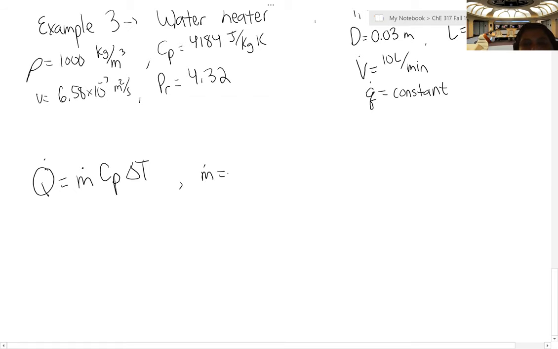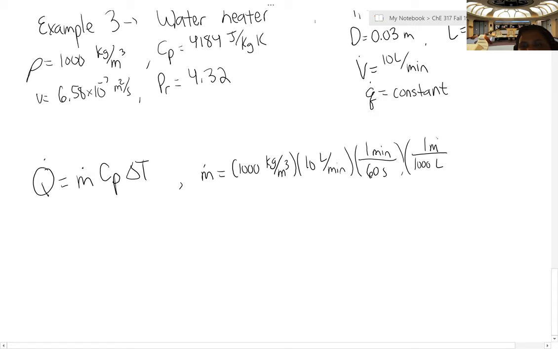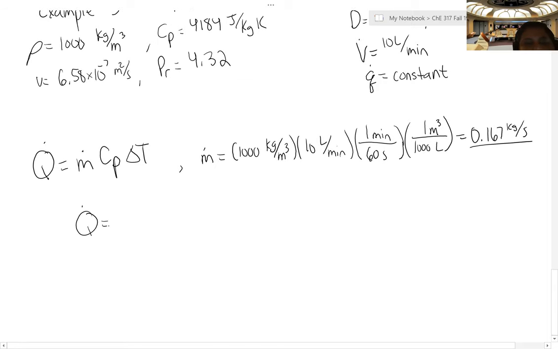So my mass flow rate is simply the density of water, 1,000 kilograms per cubic meter, times the volumetric flow rate of 10 liters per minute. I have to convert the minutes to seconds. So 1 minute is 60 seconds. And I have 1,000 liters in 1 cubic meter. This gives me a mass flow rate of approximately 0.167 kilograms per second. Go ahead and double check that just to be sure. Yes. All right.